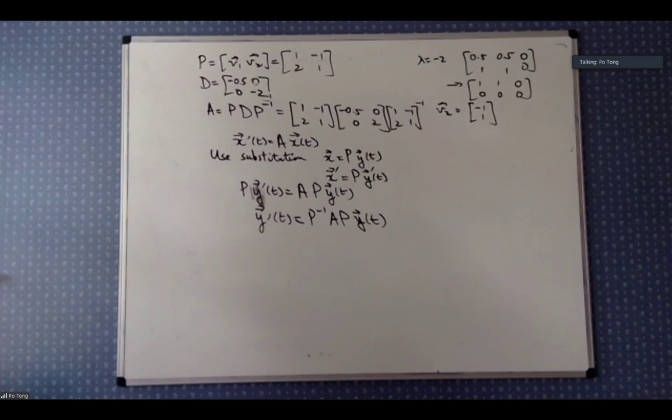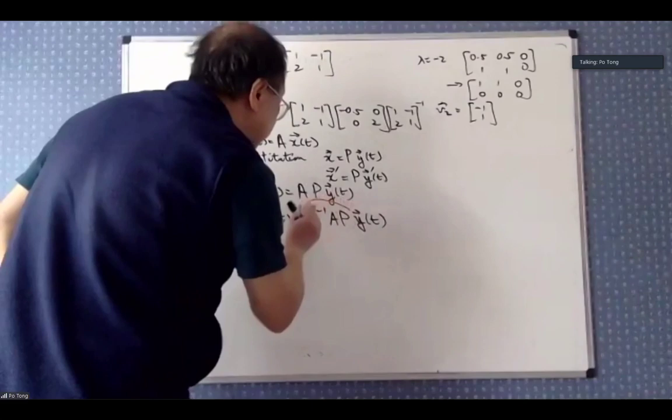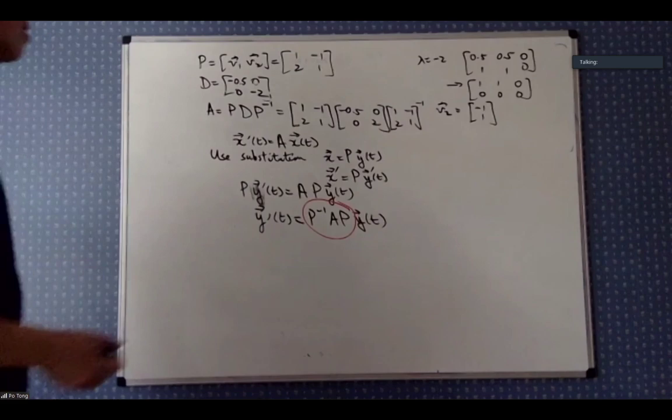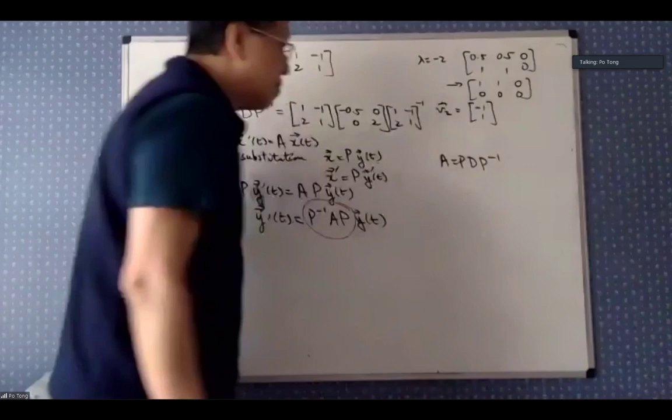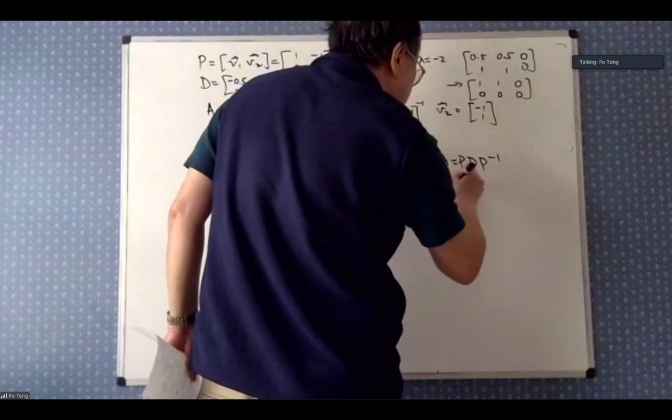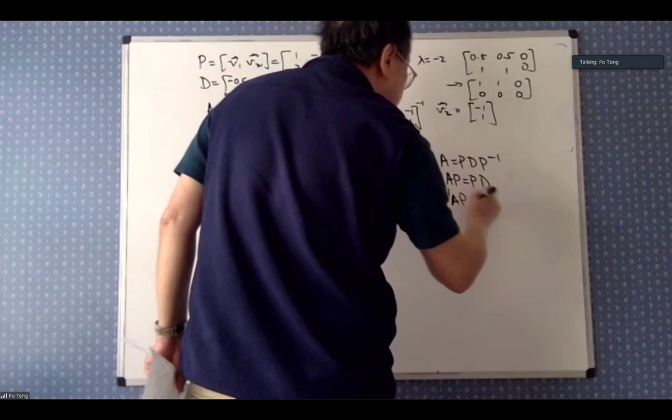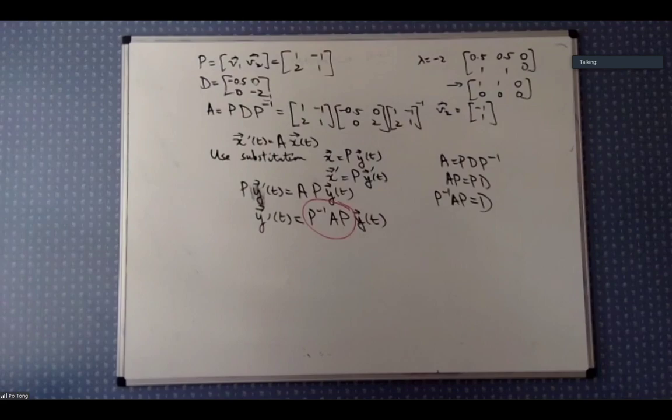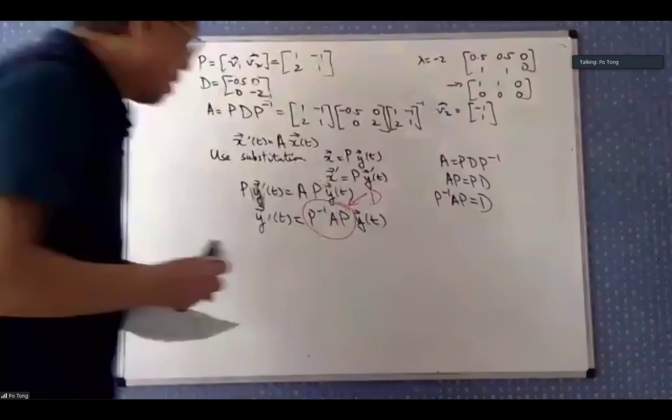Now, let's look at this. Let's look at that and see what that is. Now remember, A is P D P inverse. Multiply both sides by P here. So this is AP equal to PD. Multiply by P inverse, and P inverse AP will be equal to the diagonal matrix D. So this one is just D, it's a diagonal matrix.